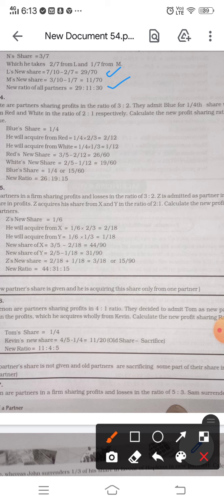So we have to convert. For L, 2/7 and M 1/7, and we have to see the denominator. For 70 as the denominator, we have to convert. By multiplying 10 in the numerator and denominator, N will be 30. Okay, so a very simple sum.